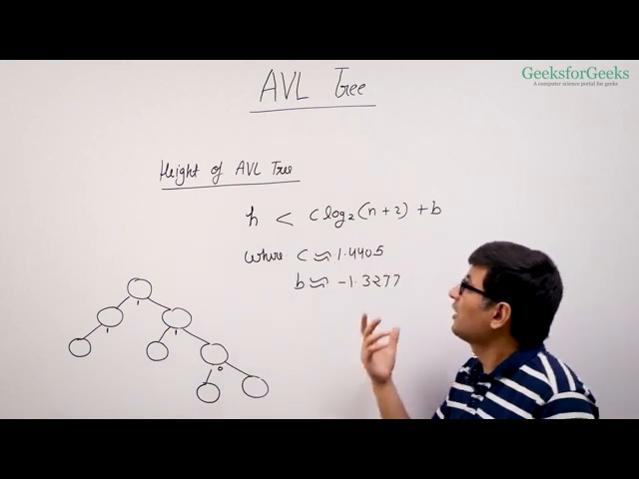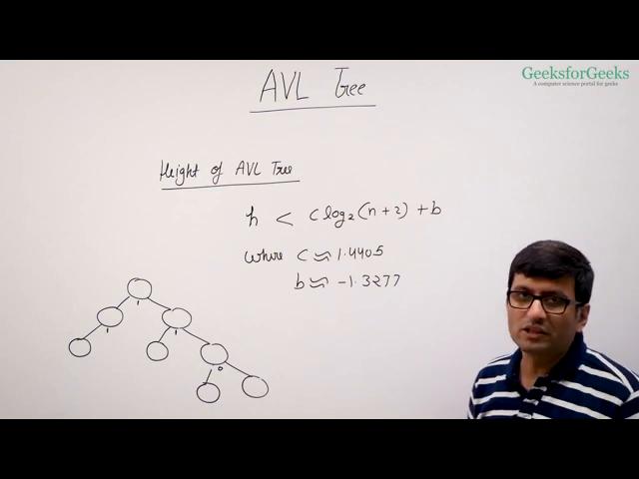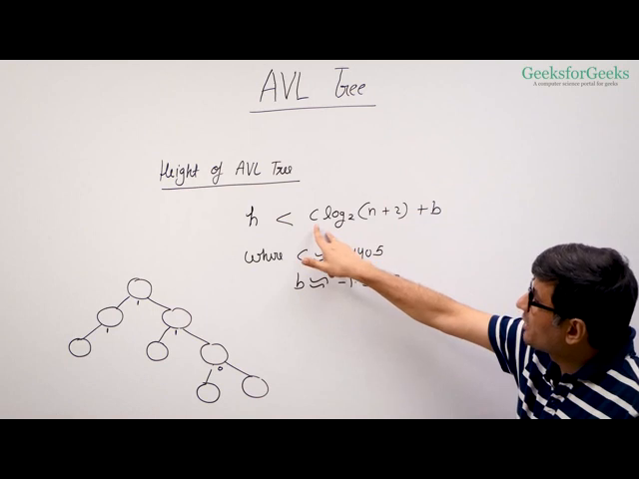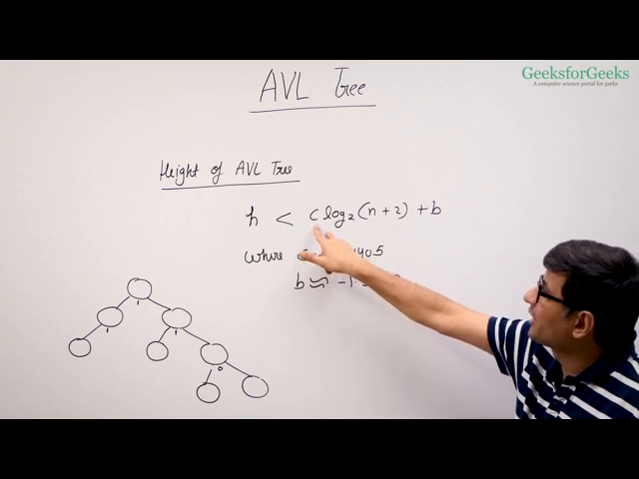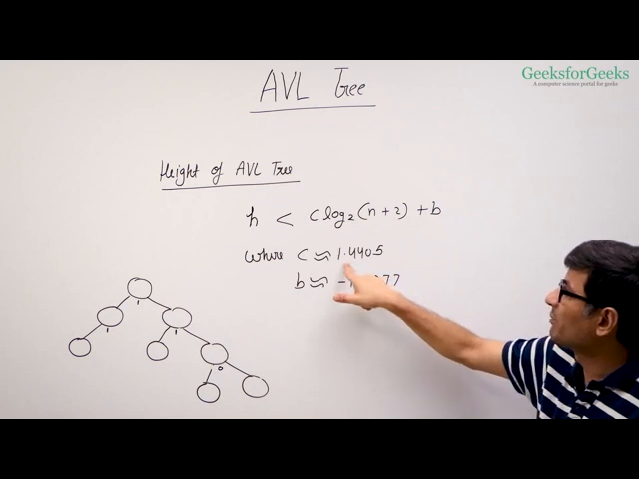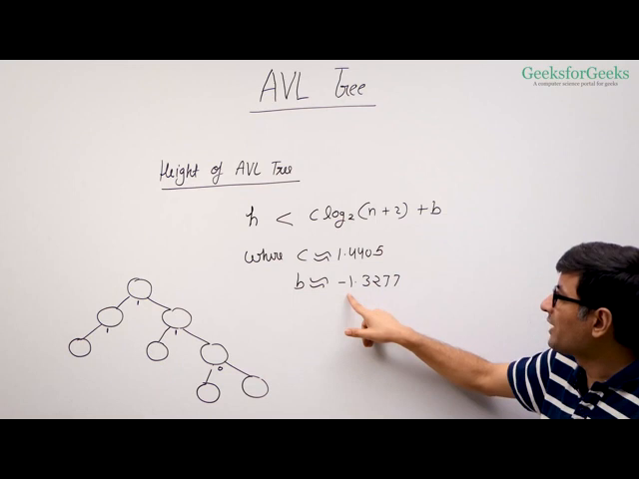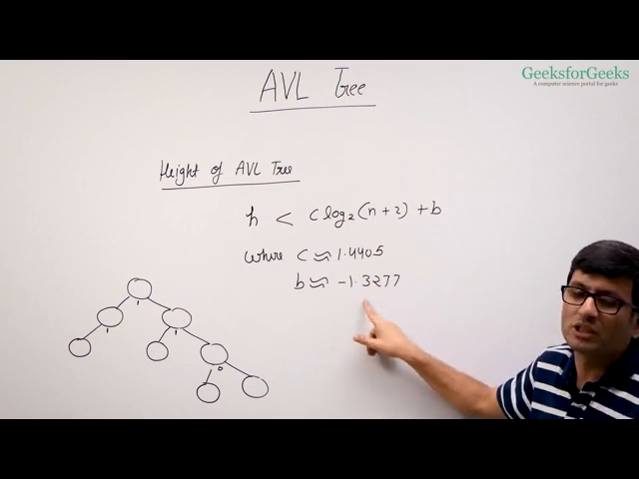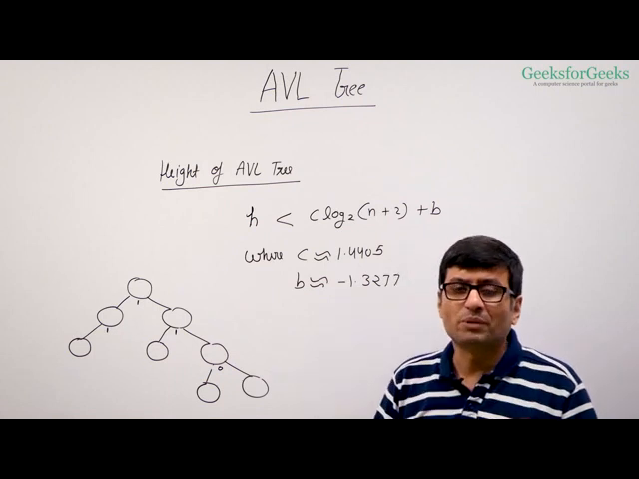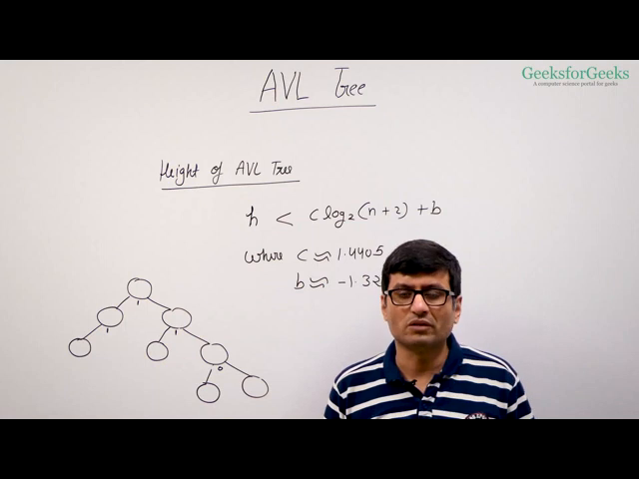Here is a formula for an upper bound on the height of an AVL tree. This is taken from Wikipedia. The formula says that the maximum height of an AVL tree can be C log2(n+2) plus B, where C is approximately 1.44 and B is approximately minus 1.3277. You can notice that it is pretty good as a theta log n. I mean, this constant is only 1.44.